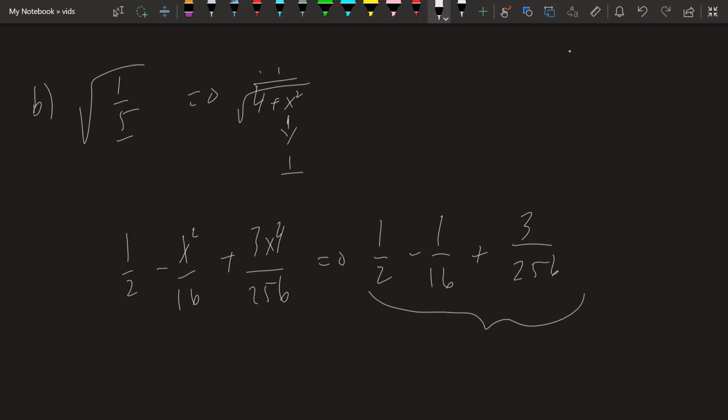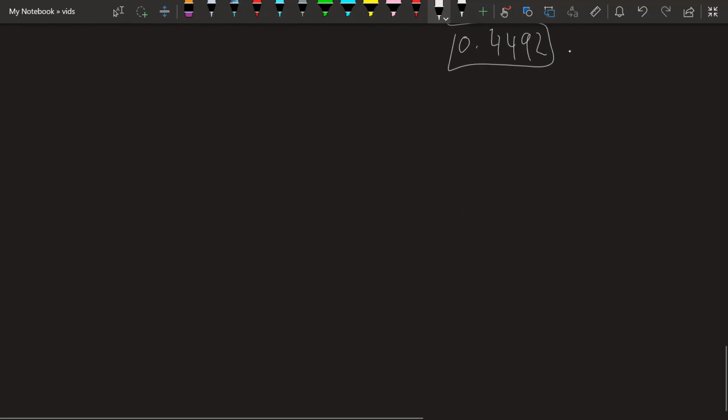And you can use a calculator to evaluate this. You get something around 0.4492. That's part B done. Now let's do part C. Part C tells you find the calculator value of the square root of 1 over 5, and then find the difference between the two answers.